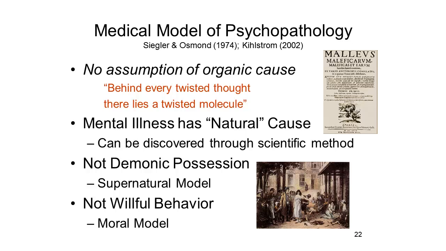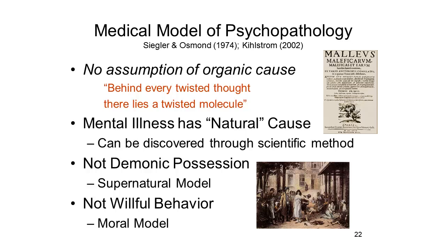The Malleus Maleficarum, published in the late 15th century, was a manual used by witch hunters to identify people who were witches. But when you look at the book, you'll notice that many of the signs by which witches were identified we now recognize as the symptoms of mental illness. We no longer explain those signs as the work of the devil, the way the supernatural model does. Instead, we see these symptoms as the products of natural causes.